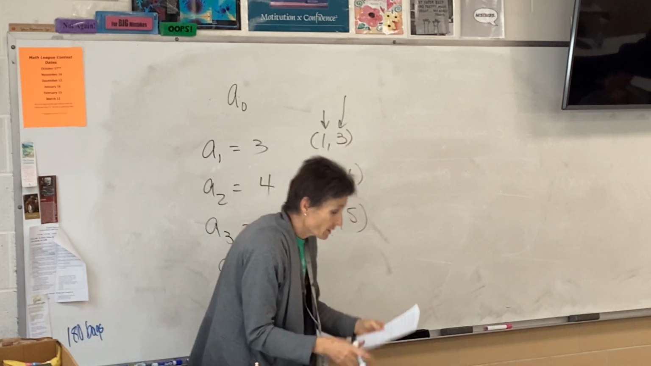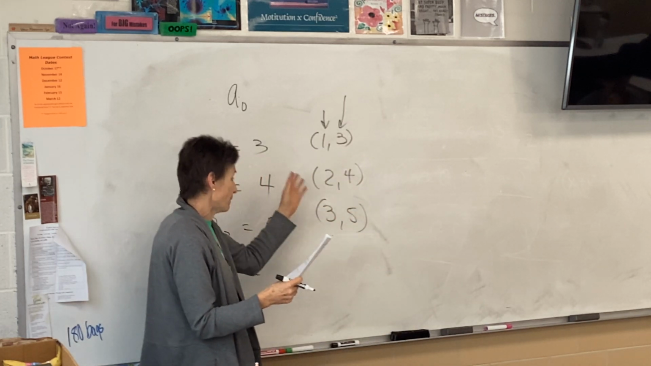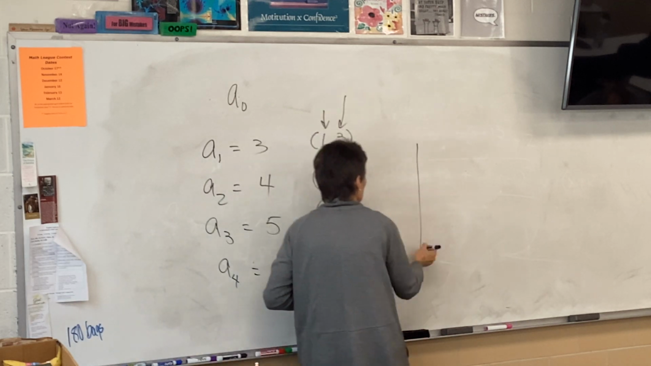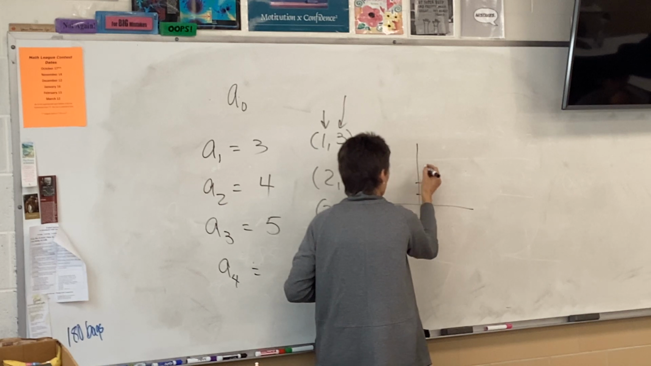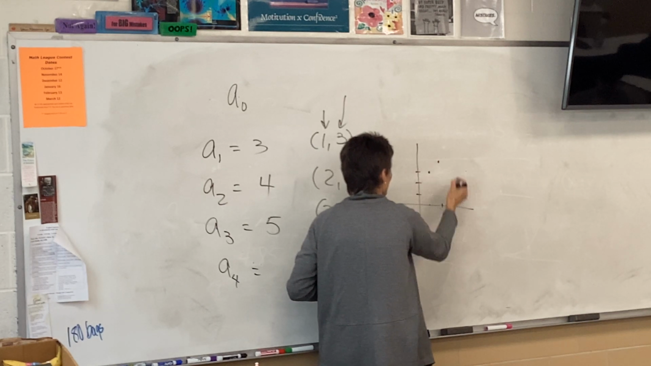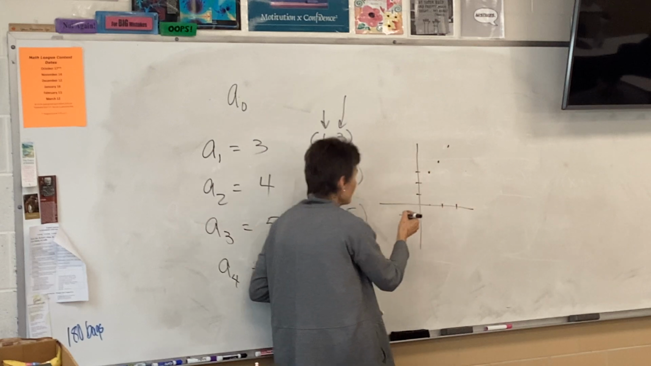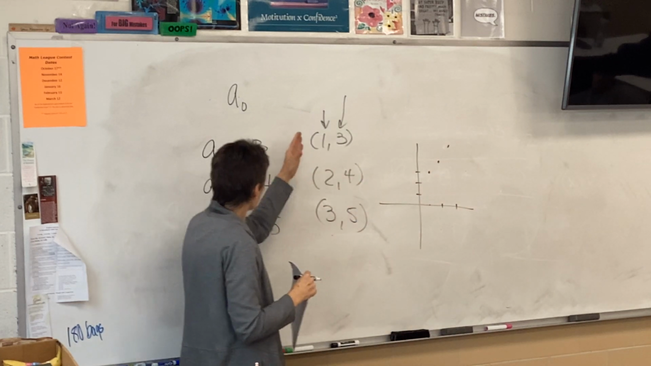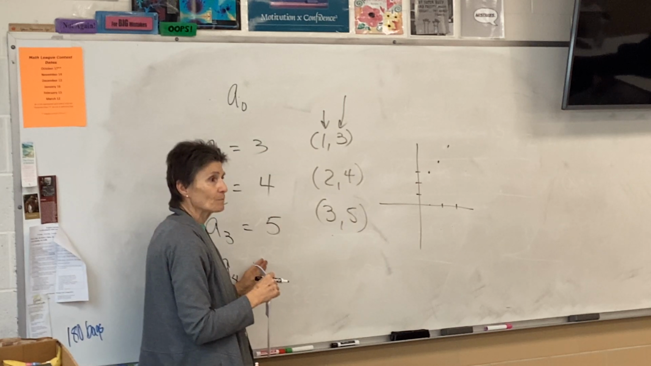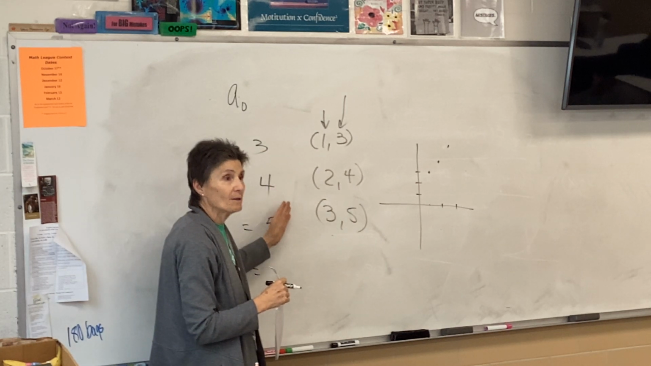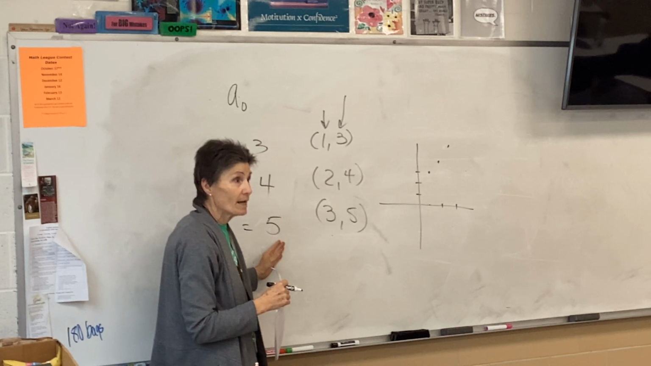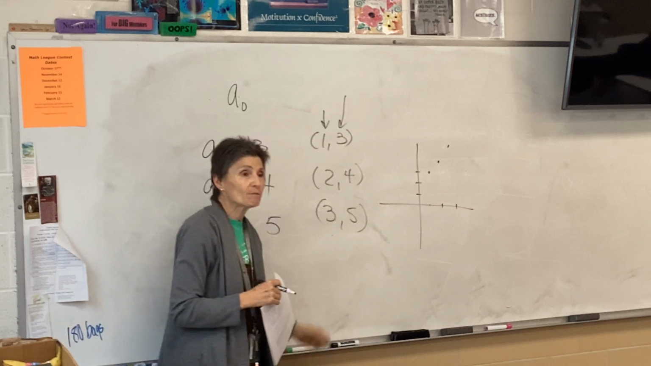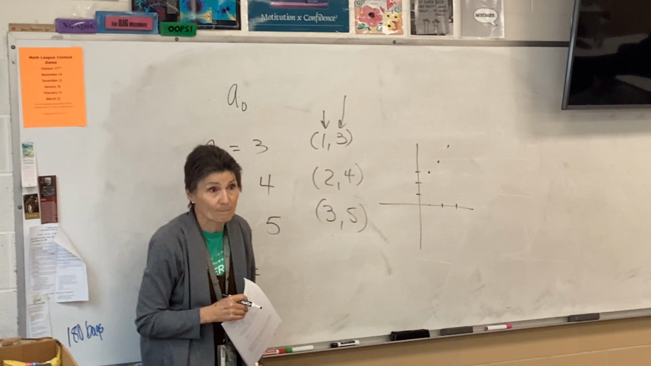Okay. All right, next. When we graph a sequence, if I want to graph this, I have the point 1, 3, 2, 4. Oh my goodness. What's going on there? What shape is that? That's a line. An arithmetic sequence, because it is going up by the same amount every time, has a constant rate of change. An arithmetic sequence is going to be linear.